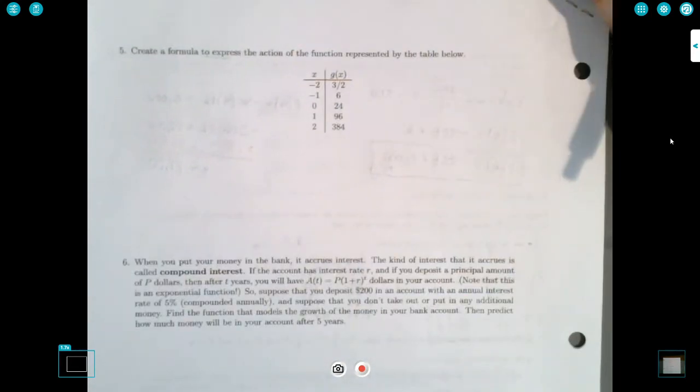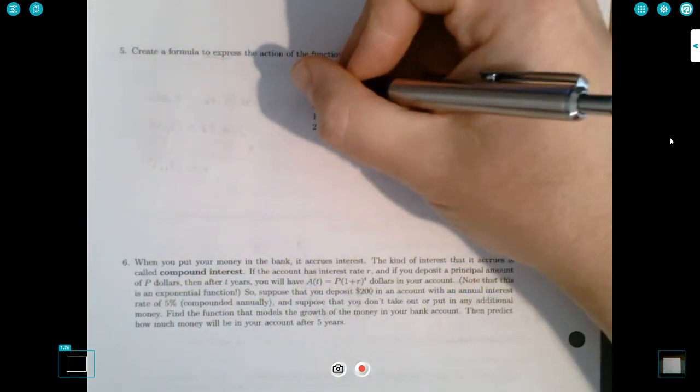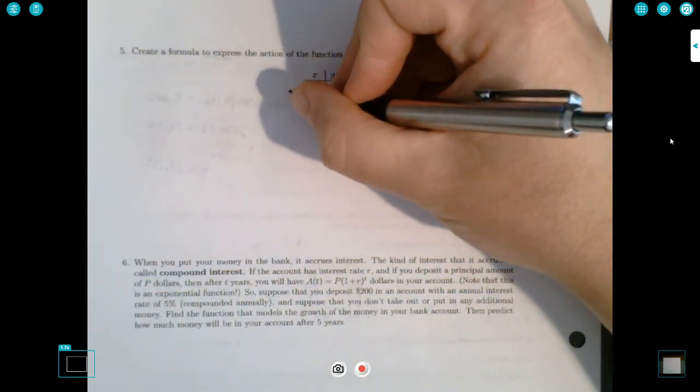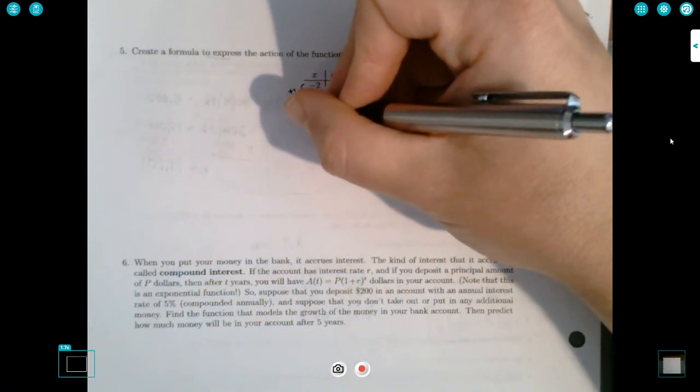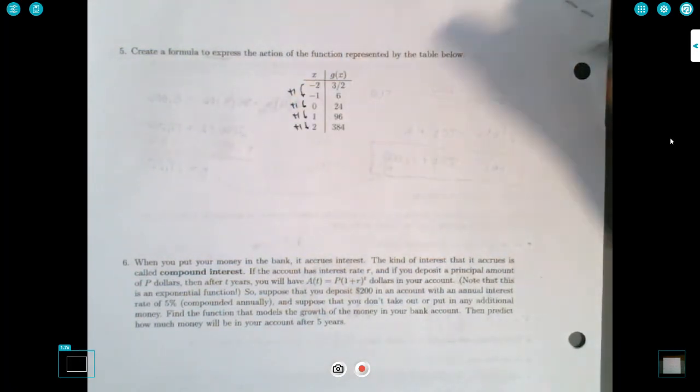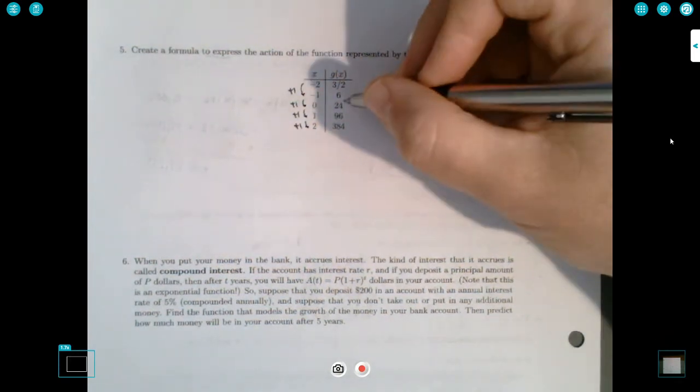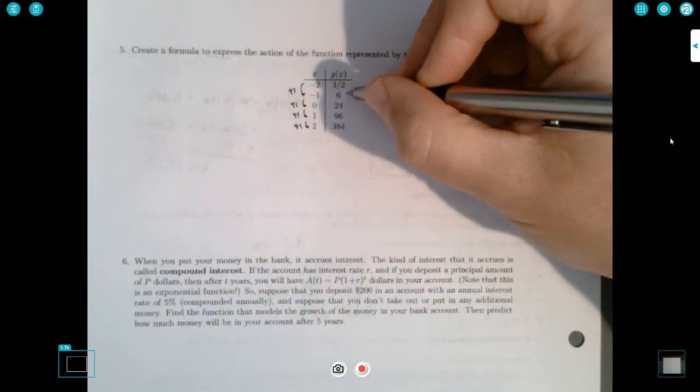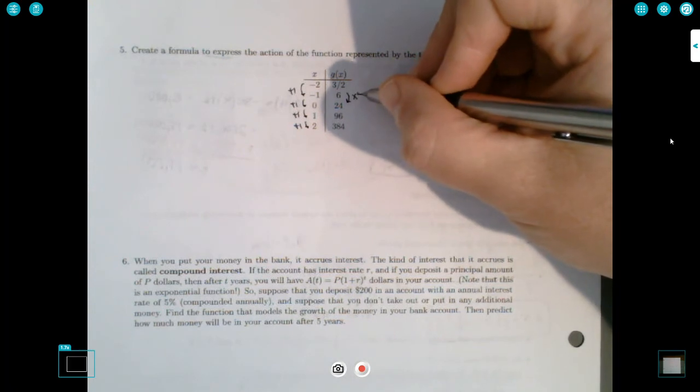Number 5 says, create a formula to express the action of the function represented by the table below. Okay. So adding 1, adding 1, adding 1, adding 1. Here, ooh, this is tricky. To get from 6 to 24, I multiply by 4. To get from 24 to 96, well, let's see.